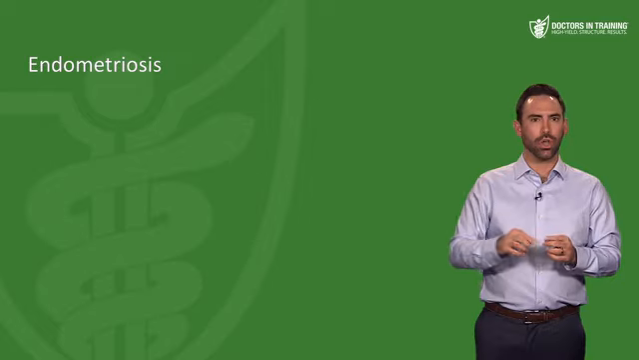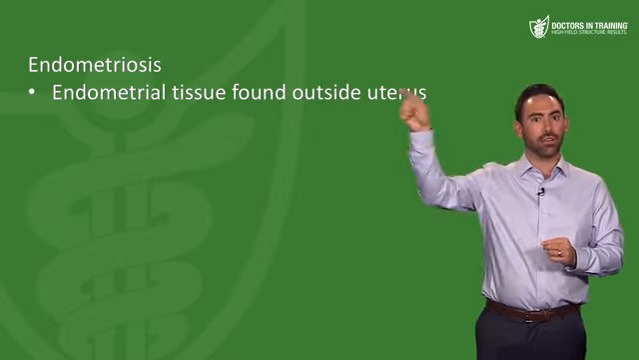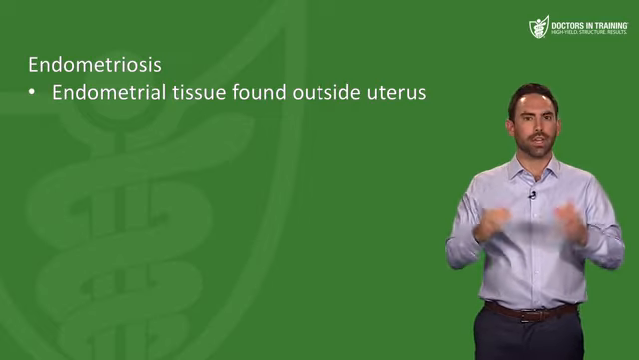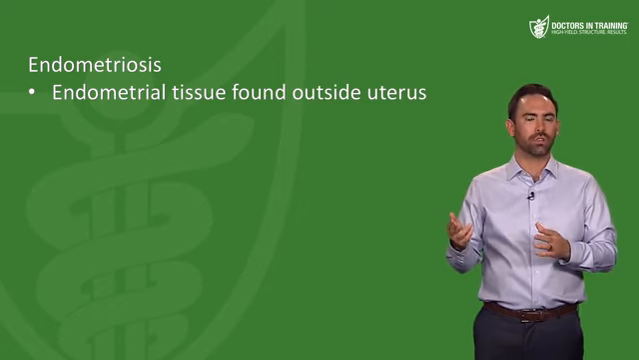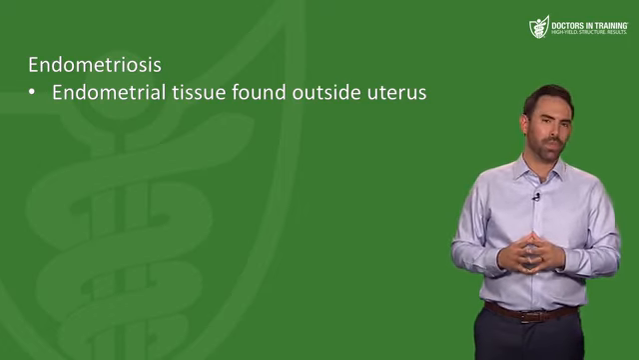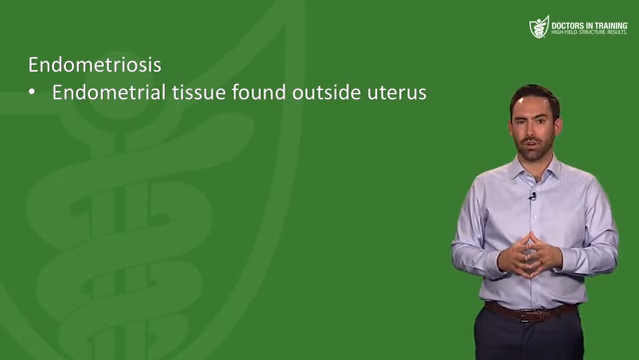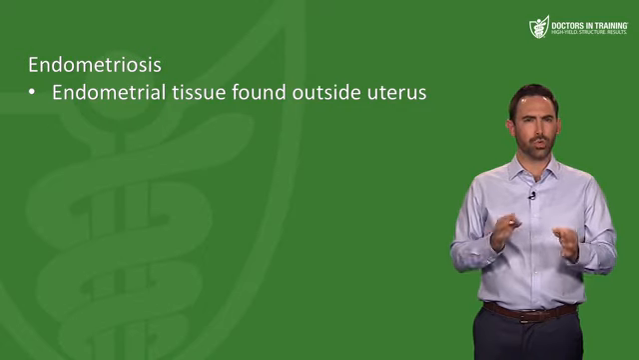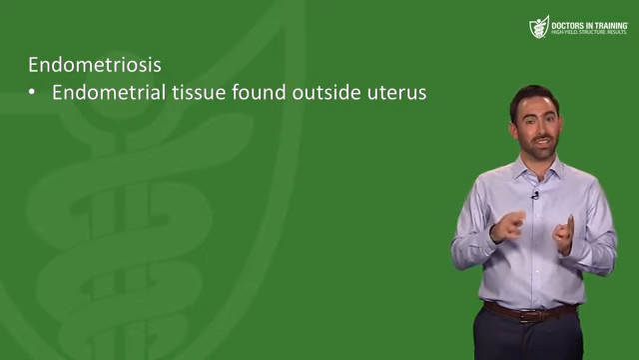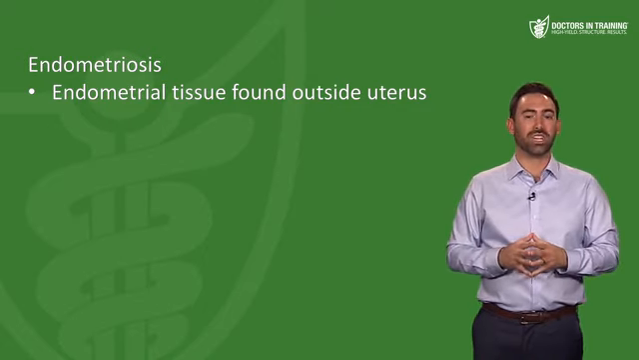Endometriosis is a condition where endometrial tissue is found outside of the uterus. The endometrial implants are still hormonally sensitive and functional, so they can still bleed every month. And depending on where the implants are, this can cause a lot of pain. Furthermore, there's a lot of inflammation within these implants, and this can eventually lead to fibrosis and adhesions.